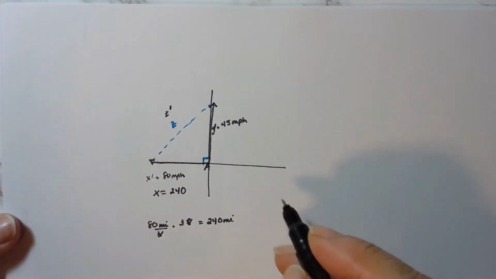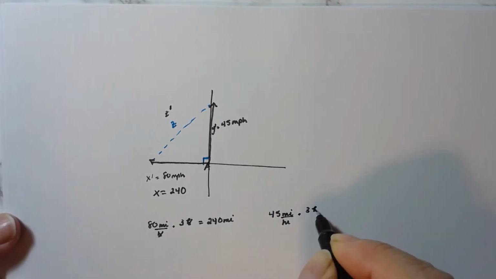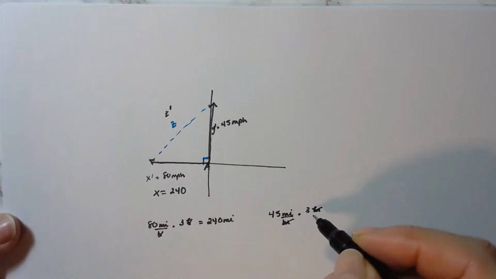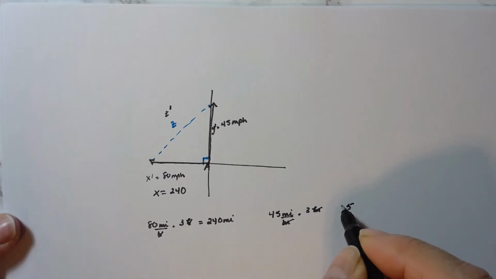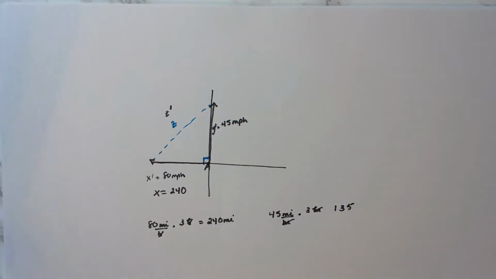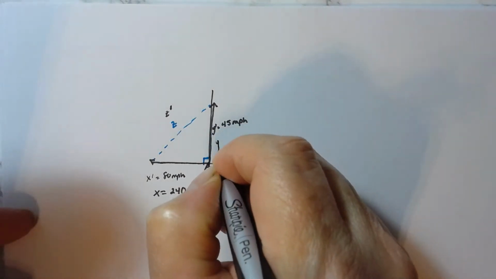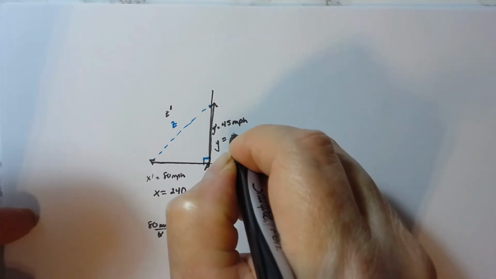And I'm going to do the same thing for y. I'm going to have 45 miles per hour times 3 hours. Those are going to cancel. And so what do we have? We have 135, I think. I better double check because I've been working all day and I am tired. 45 times 3, so 135, yeah. Okay, so y is 135.